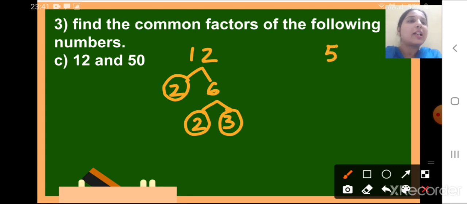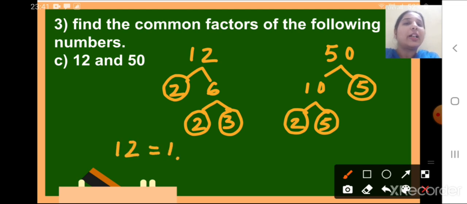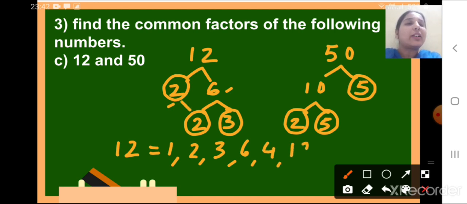In the same way, let's factorize 50. So 10 5s are 50, isn't it? Or 5 10s are 50 also you can write. And then 2 5s are 10. And now we'll circle that. So what are the factors of number 12 here? 1, 2, then 3, then 6, then 4 as well. 2 2s are 4. And then 12 itself.